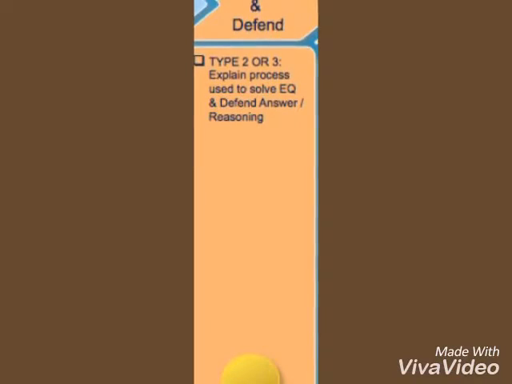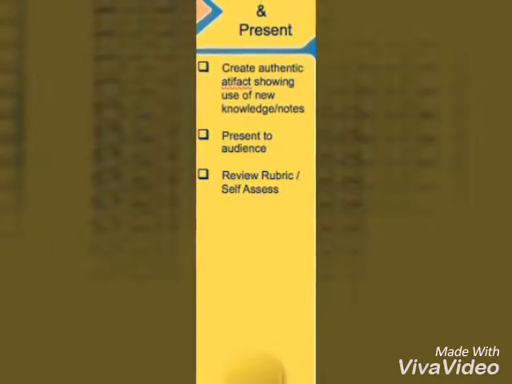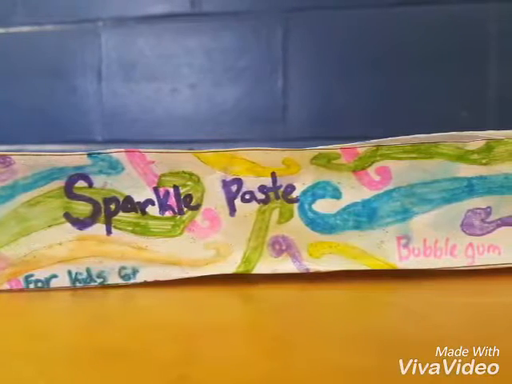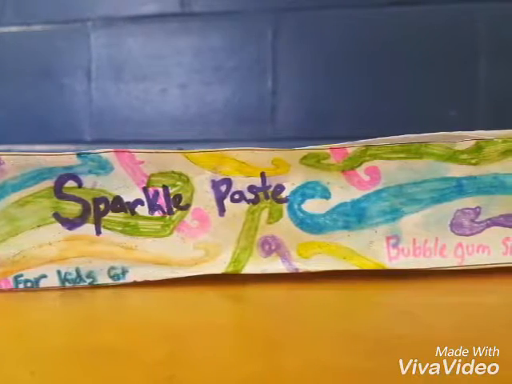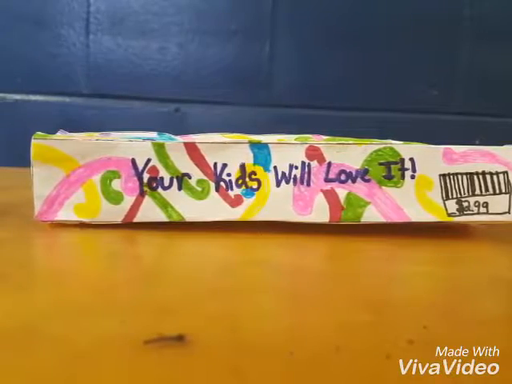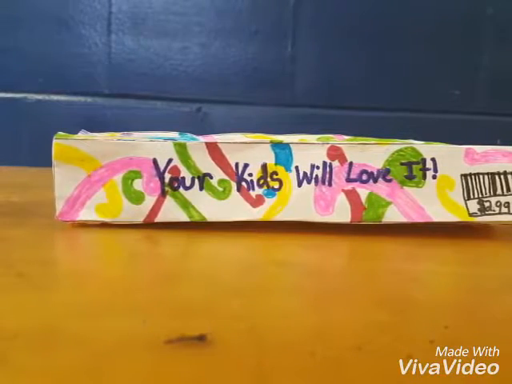The final steps for our PBL process are for students to defend, create an artifact, and present to an audience. For this particular task, students were asked to create a toothpaste box which was attractive and which would encourage people to buy their brand of toothpaste.